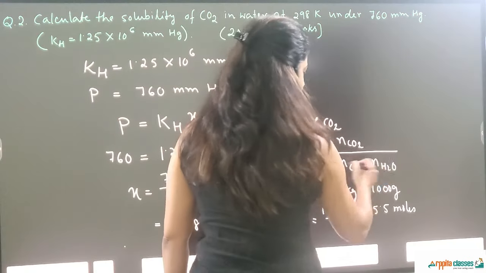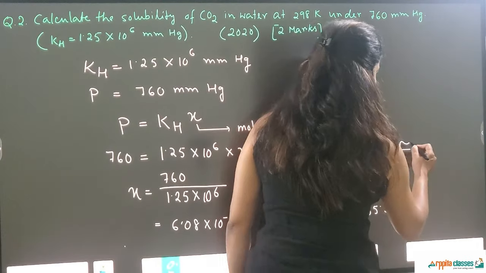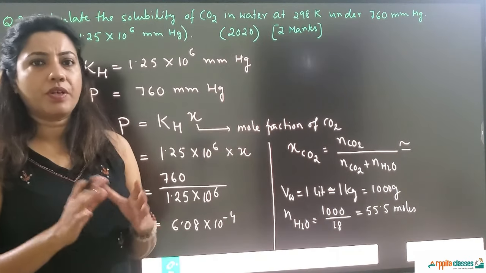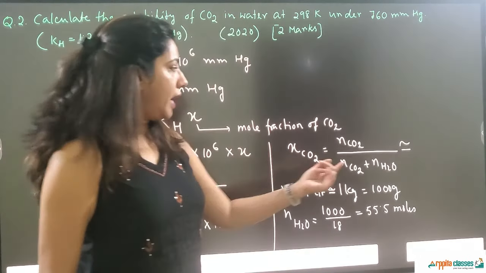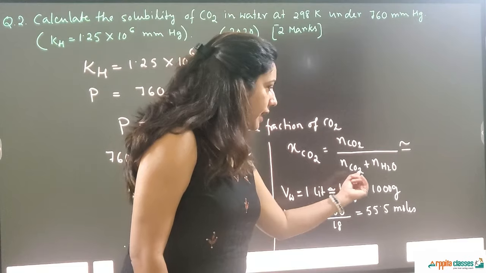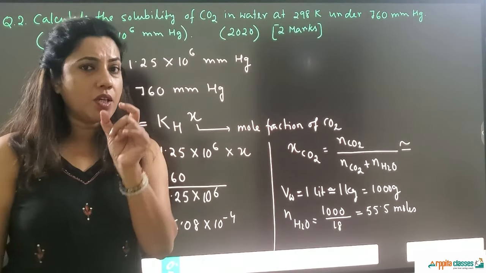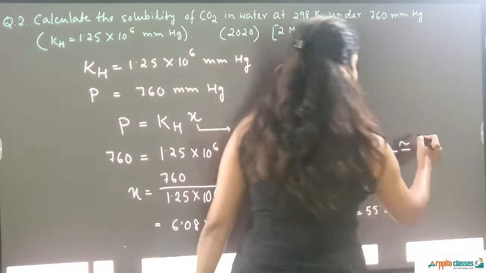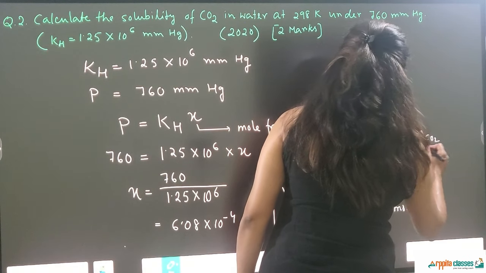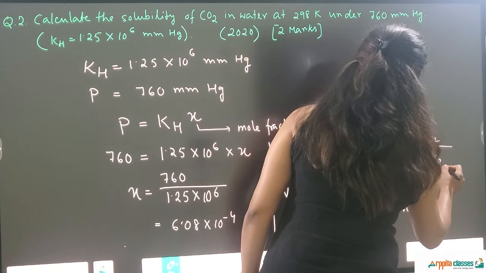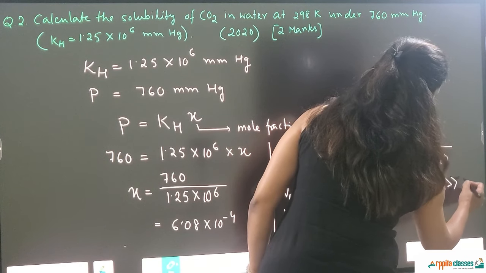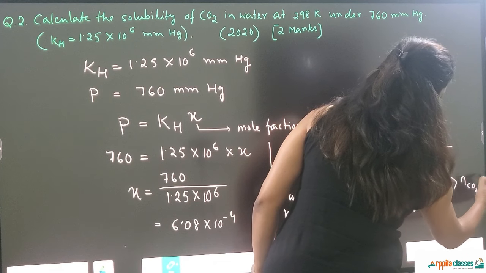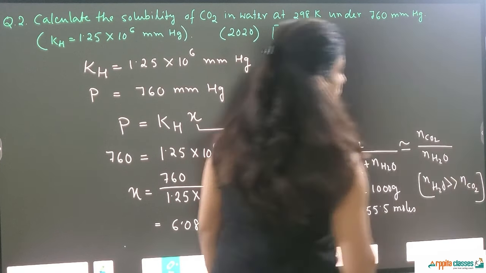Now here it is, we know that we are talking about dilute solution. All the questions are of dilute solution. So from the denominator NH2O plus NCO2, we can neglect the value of NCO2 because this is a very small value. So we can write it down as NCO2 divided by NH2O. Why? Because NH2O is very much greater than NCO2. So we neglected the value of NCO2.